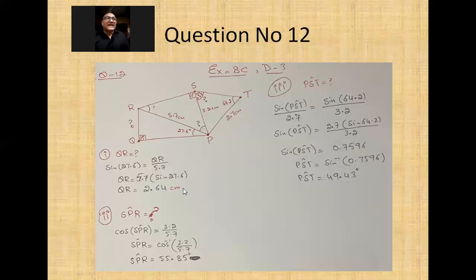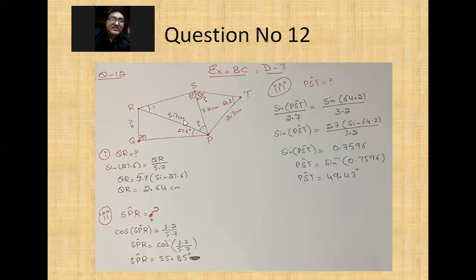2.64 centimeters. So that's the answer of the first part. In the second part, they want you to find out the angle SPR. So basically, they want you to find out this angle SPR. So this angle is question mark.